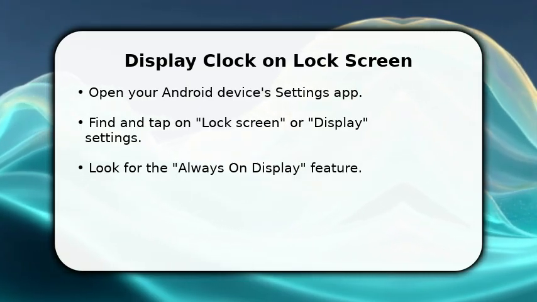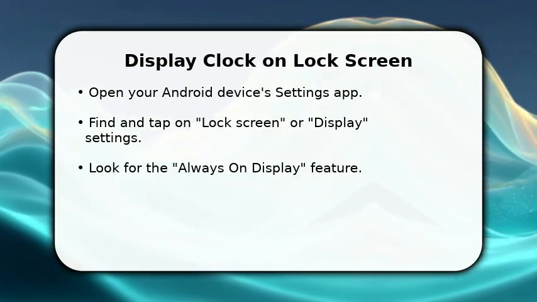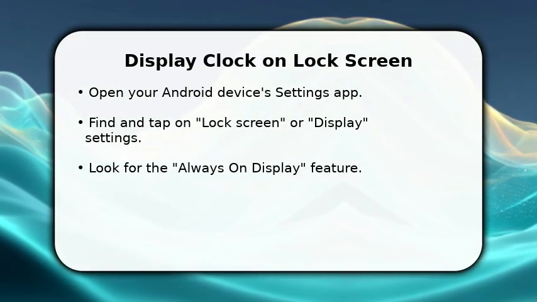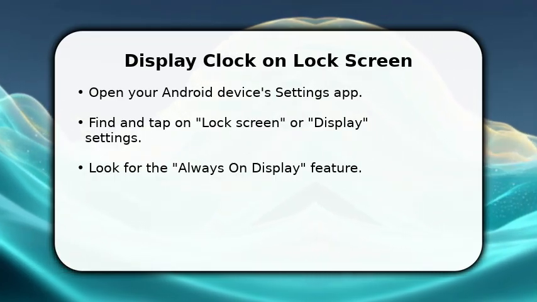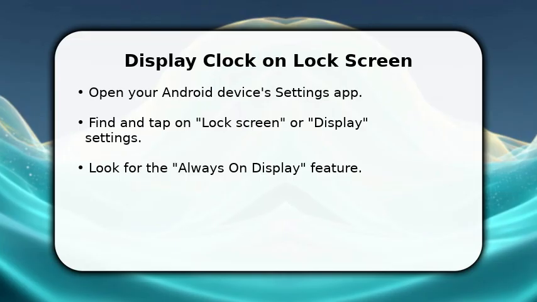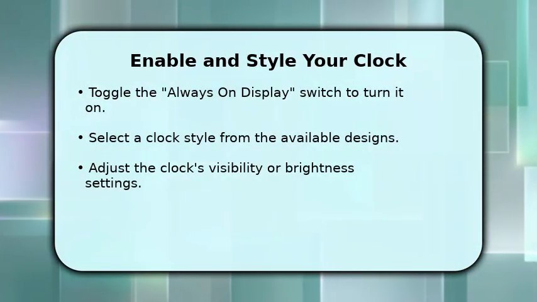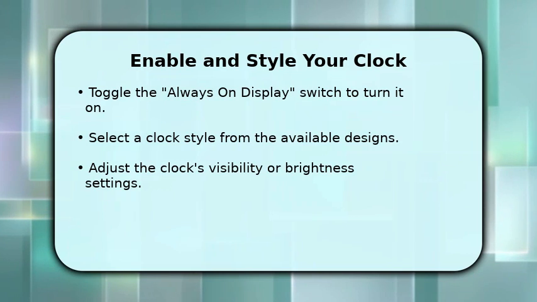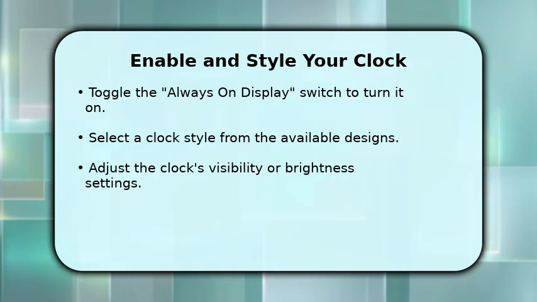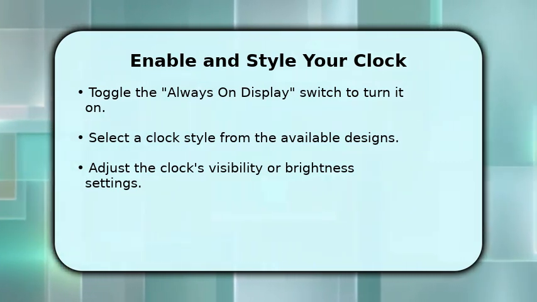Next, you'll want to locate the Always on Display feature, which is key to getting your clock visible. This initial step sets the foundation for customizing your lock screen experience. Once you've found Always on Display, simply toggle the switch to enable it. This activates the feature, allowing your clock to appear.